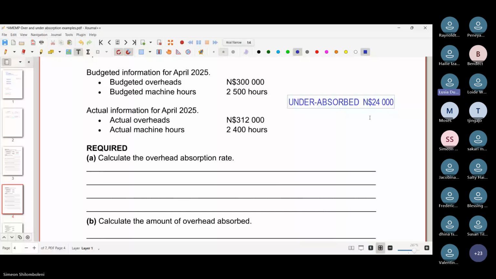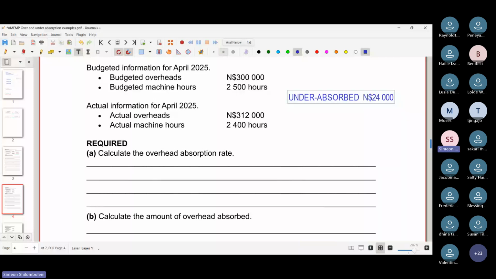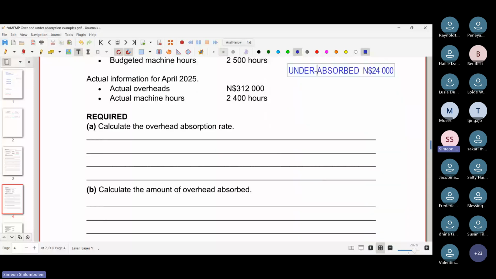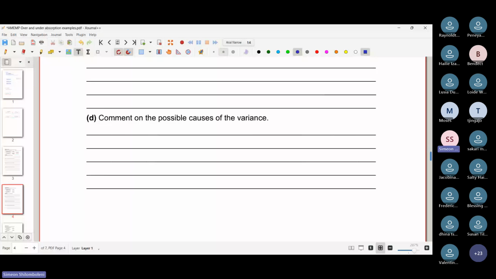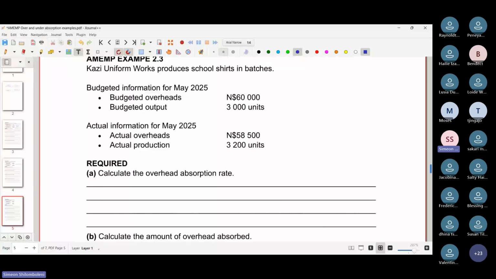All right. Like I said, it's just going to be one question. It's not going to be broken down like I broke it down here. You just have to do all the steps in one calculation. Now we go to the next one. Can we quickly do that? Then you tell me whether it's over or it's under.